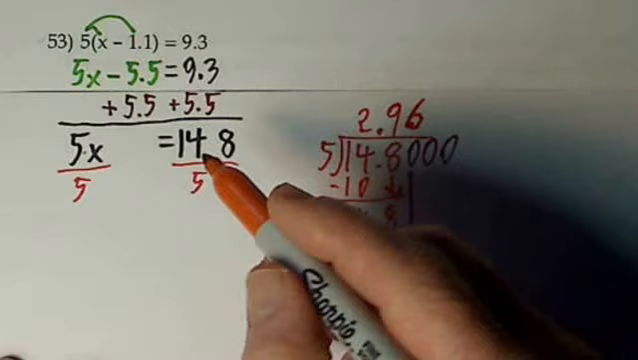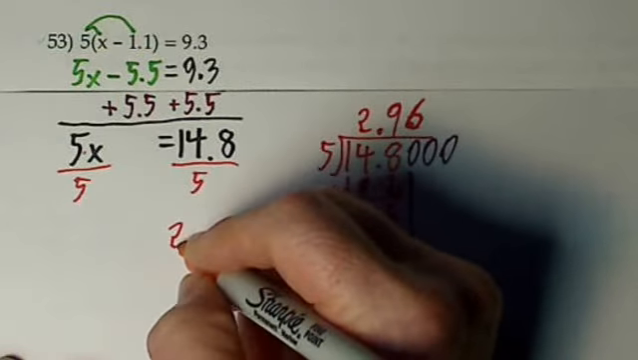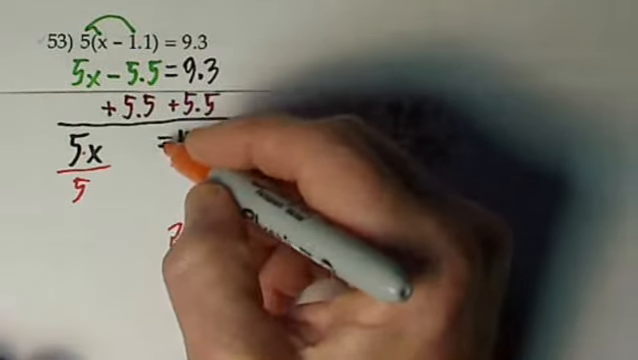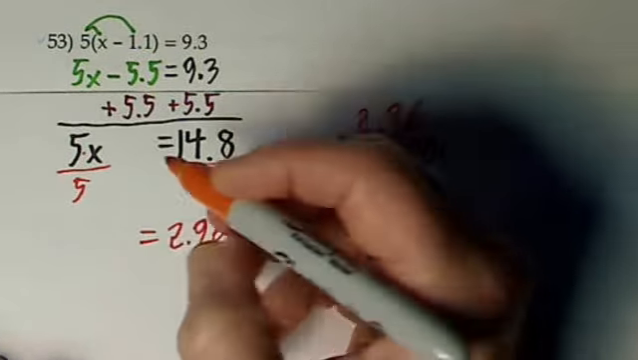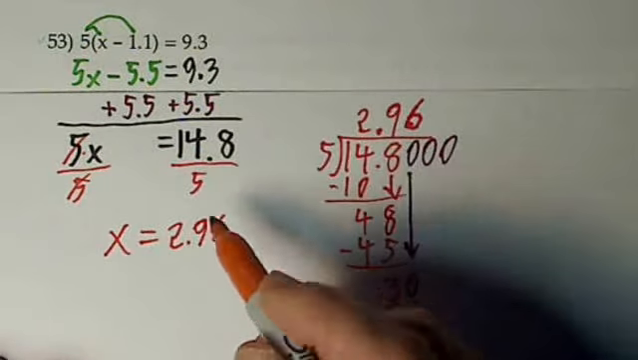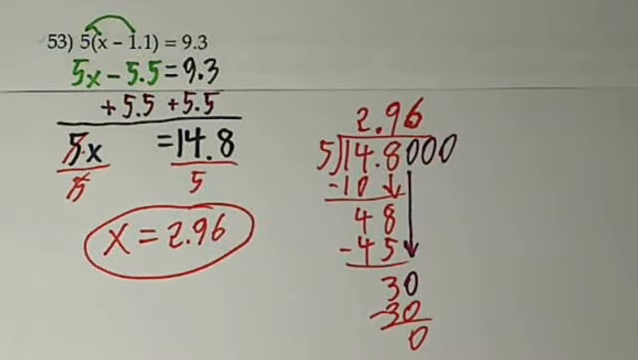So over here, 14.8 divided by 5 is 2.96. And here's our equal sign. And 5 divided by 5 is 1. So you have x equals 2 96/100ths.